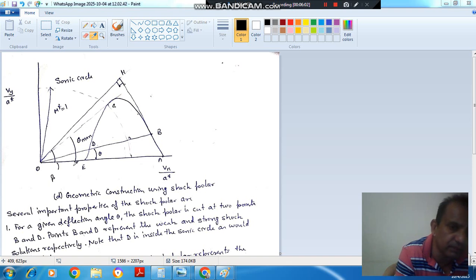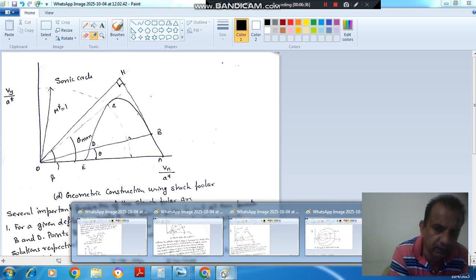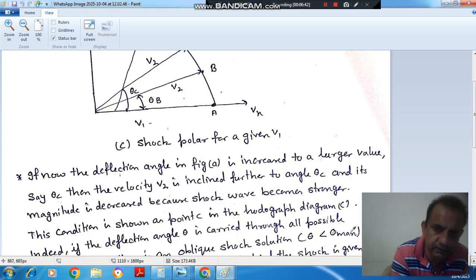Now I will read all the points one by one. Okay. So one more thing. For OA, the initial velocity, if we take this OE, then this theta angle will be 0, because OA is the initial condition, and OE is the final condition that represents a normal shock. Okay. So if we start increasing the angle, then it will be an oblique shock. I will read all these points one by one after this. We have studied this in the last video.